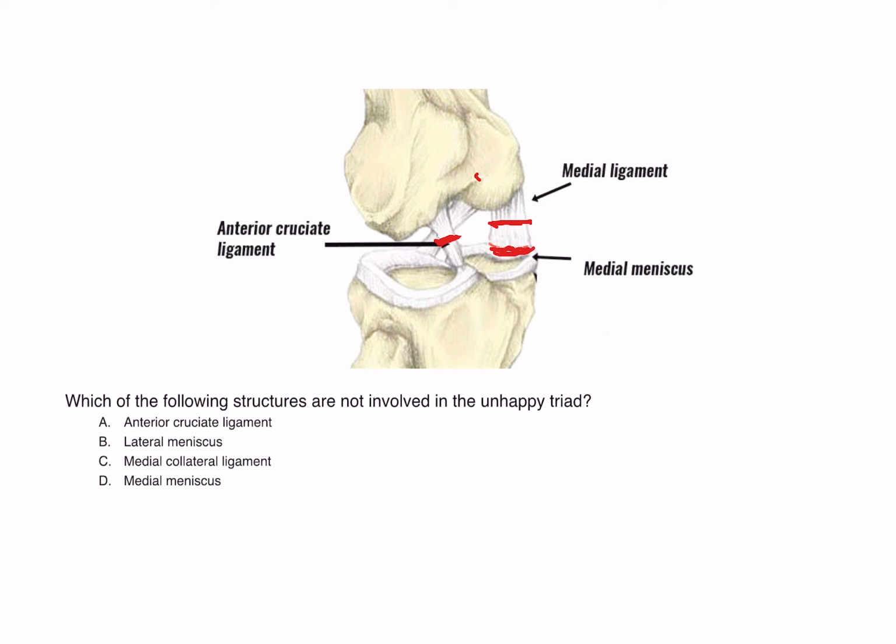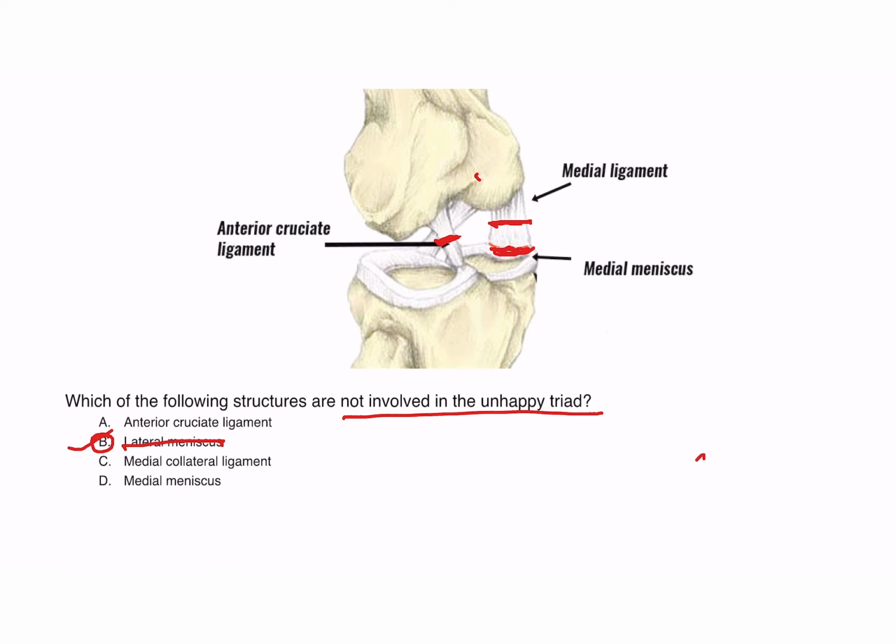So it's a very aggressive injury to the knee, and it damages three structures, right? So which of the following is not involved in the unhappy triad? Lateral meniscus is not involved in the unhappy triad, so the answer is B. The answer is B. And I hope you know what is the unhappy triad of the elbow.